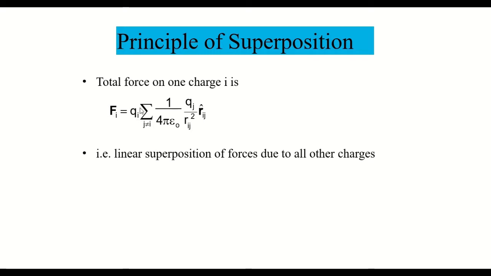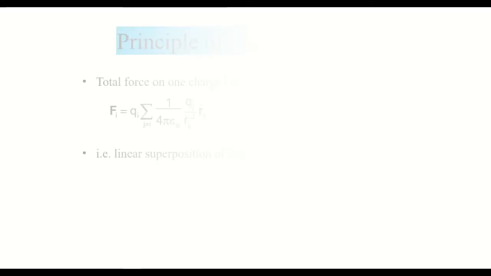Fi equal to Qi, sum over I not equal to J. The sum means if there are 3 charges, then F1 plus F2 plus F3. If there are 4 charges, then F1 plus F2 plus F3 plus F4 and so on. So this is called linear superposition of forces due to all other charges. So this is about the principle of superposition.